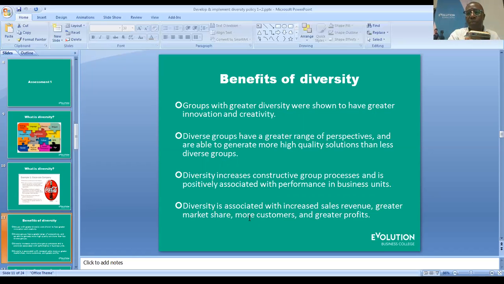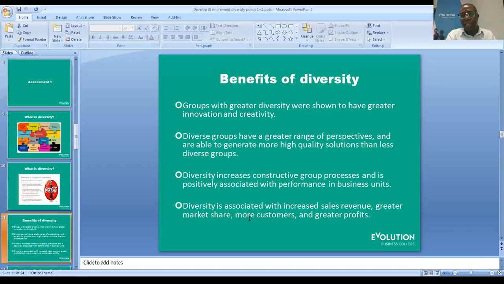Or other groups might also come in and say, as parents, how would you feel with a phone like this? And how do you feel the touch? Let's improve it. And with people coming from different age groups, different backgrounds, different persuasions, they're able to bring in an input to add value to the product. And research also has shown that diversity increases constructive group processes and is positively associated with performance in business units. Fantastic to know.